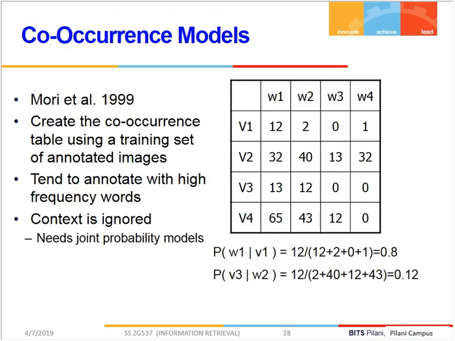We use a co-occurrence matrix for this. Suppose there are four visual terms and four possible annotations. We try to create a co-occurrence matrix using a training set of annotated images. So we have some annotations and some visual terms, and now we calculate the probability of this visual term being converted into W1, W2, W3 and W4. Once we have all these probabilities, whichever probability is the highest, that is the correct annotation of that visual term.